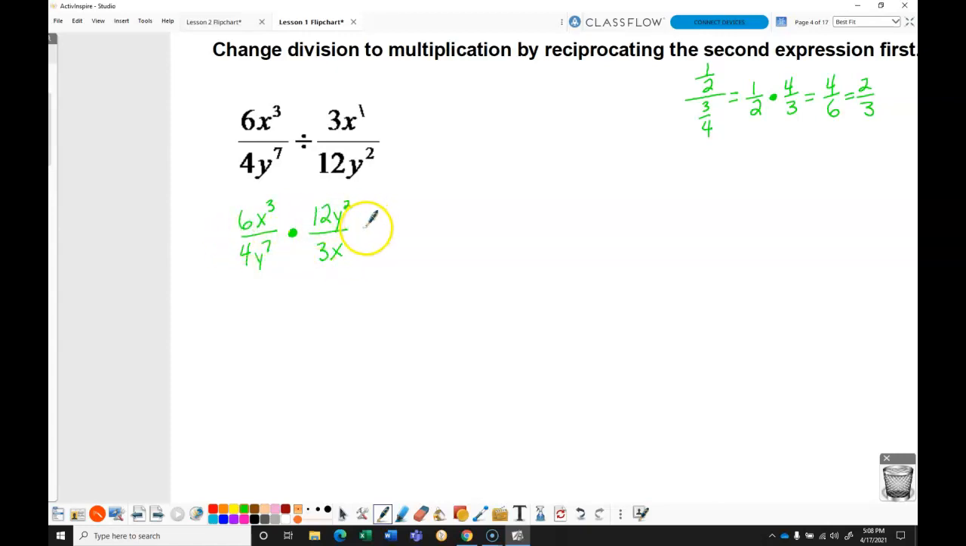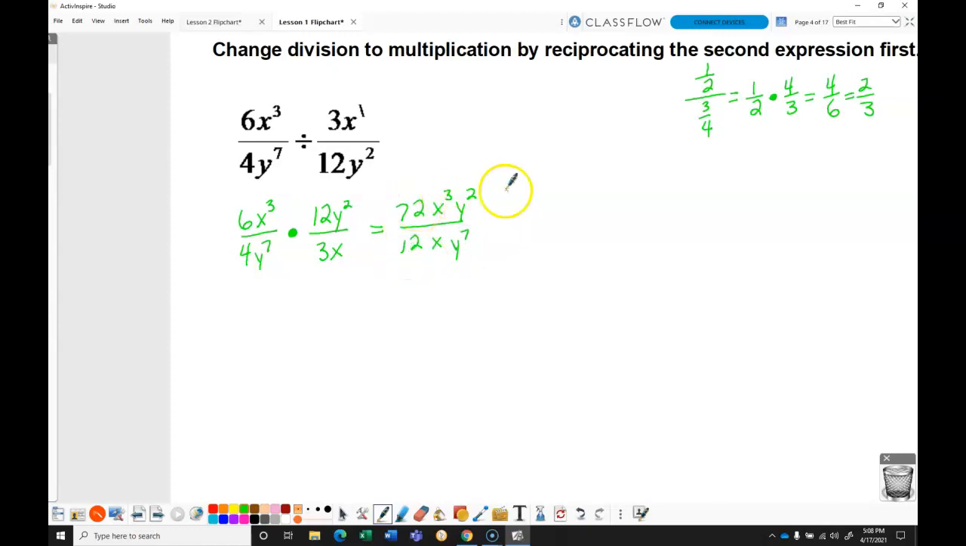So now I can multiply straight across. You can try and do some simplifying before you do that, but it's not going to hurt you if you wait. What do we get here? I believe we get 72 when we multiply 6 times 12. And we get x cubed y squared. And then we can multiply 4 times the 3 and get 12. And it's a single x and y to the 7th.